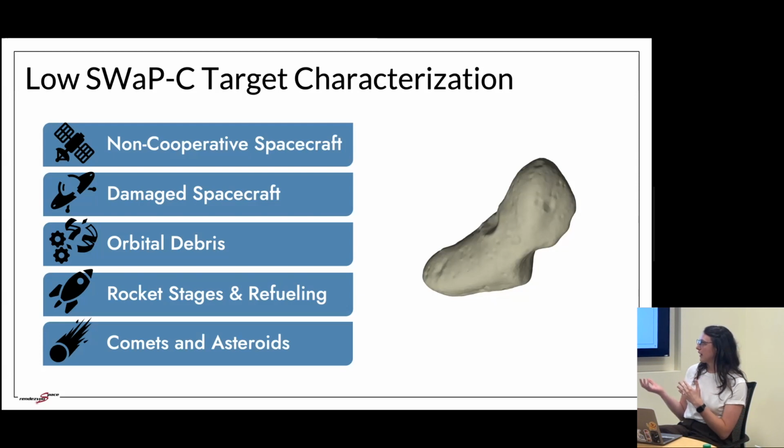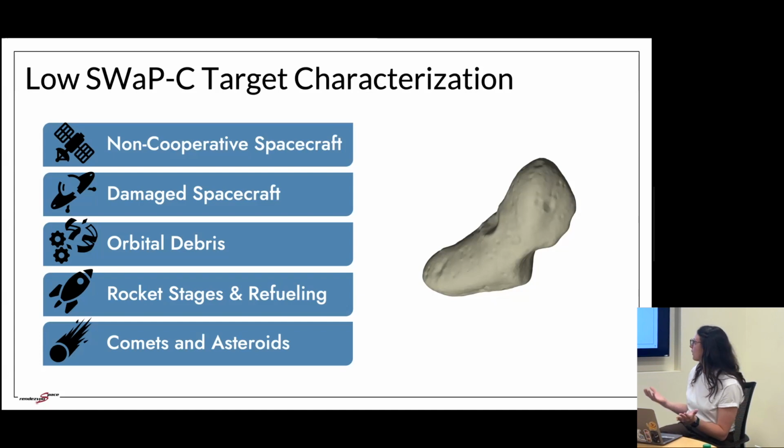Other interesting targets that we would like to characterize within space are orbital debris, which is super hot right now, as well as rocket stages or refueling. If you want to reuse a rocket stage up in space, a CAD model from before may not actually be what it is up there because of deformation and things like that, and you need to recover those characteristics.